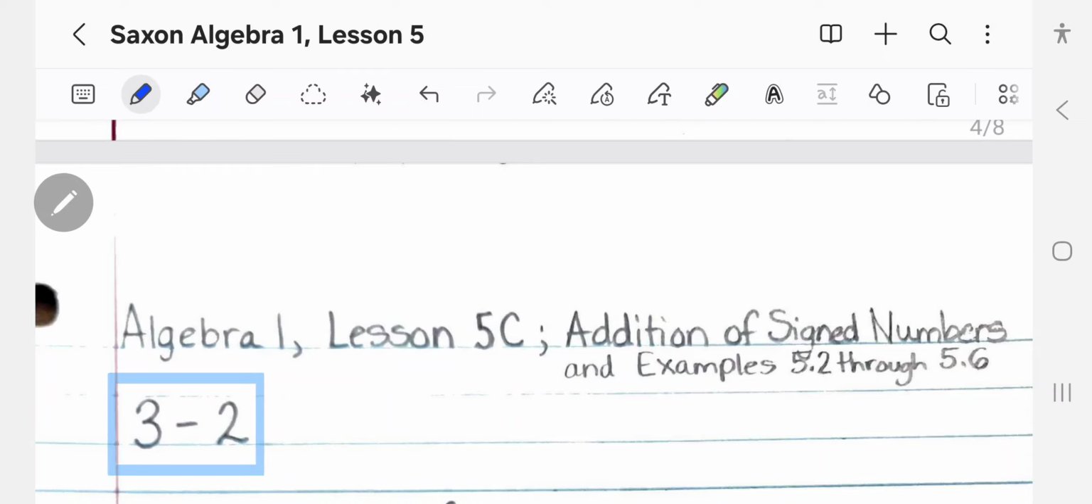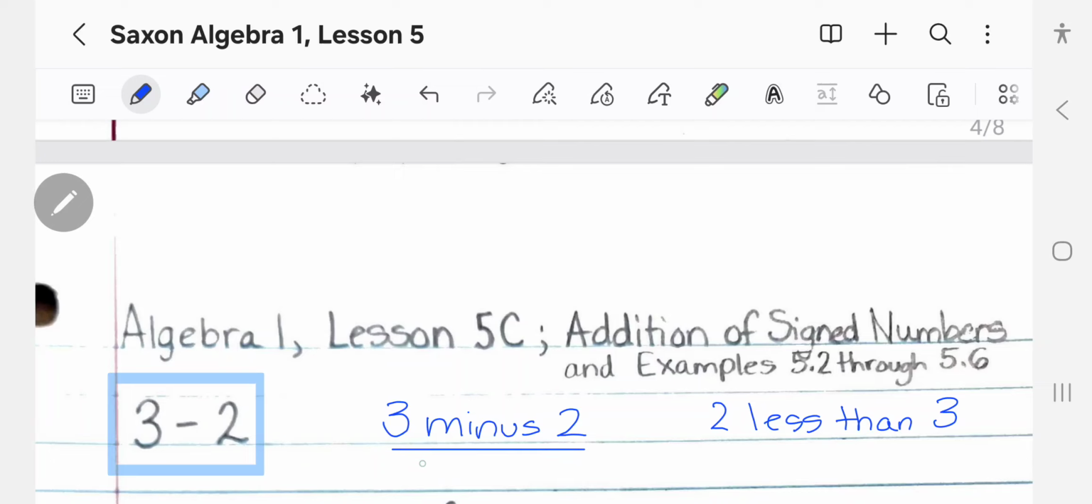Well, most of you would probably say 3 minus 2. And I would agree with you. Some people may say 2 less than 3. Or maybe 3 diminished by 2. You could get fancy a little bit. So there's several different ways to think about it, but probably most of us think of it this way. And we would say the answer is 1, right?